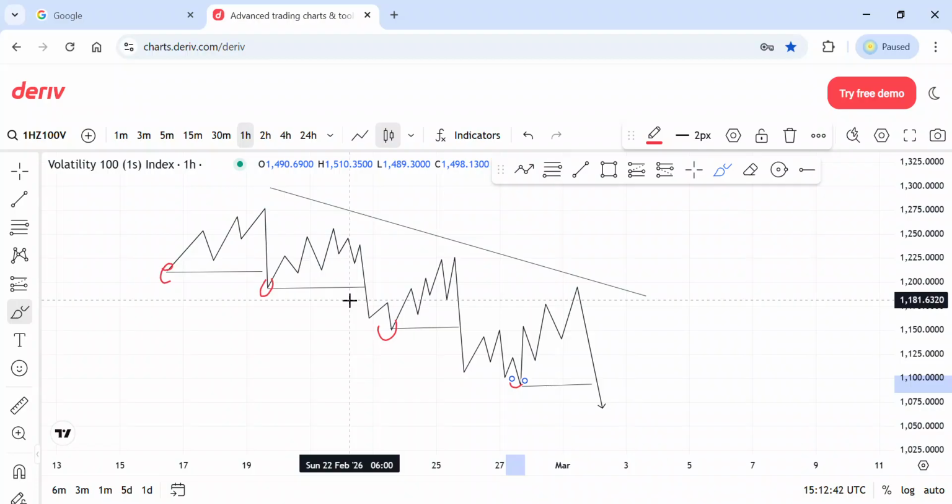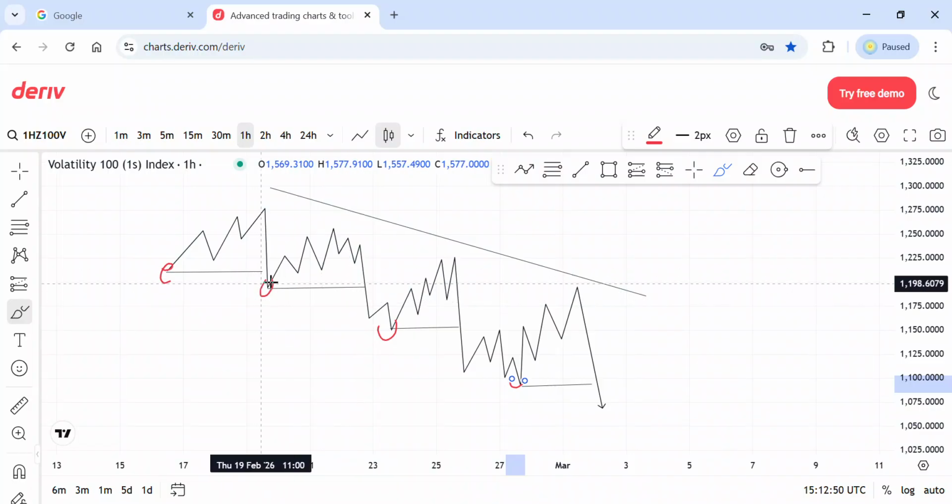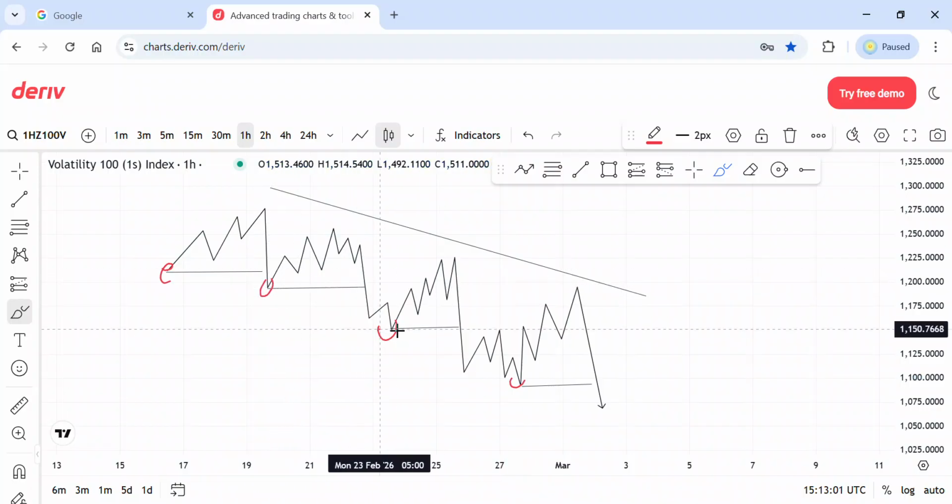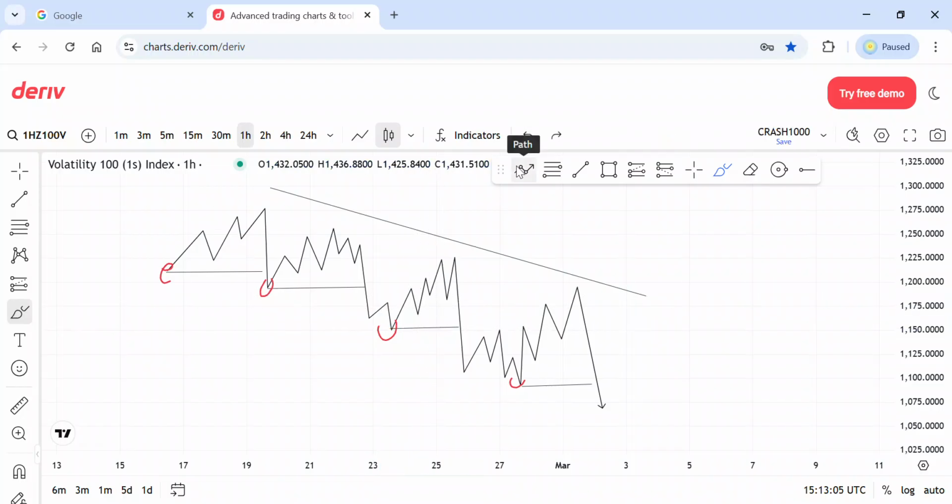Now, how do you identify liquidity on the chart? It's not something that is very hard. Whenever you see your major breakout, like whenever you see a BOS to the downside, are you getting me? This is a BOS, a breakout structure to the downside, another breakout structure to the downside. So now, how do you identify your liquidity?